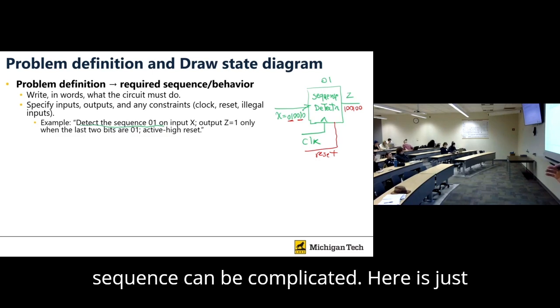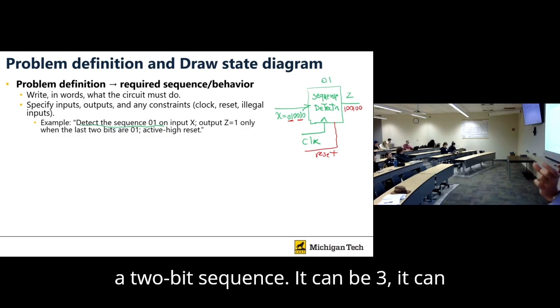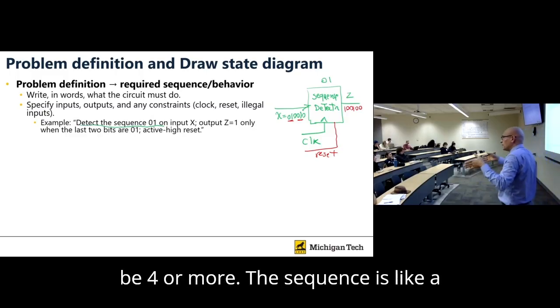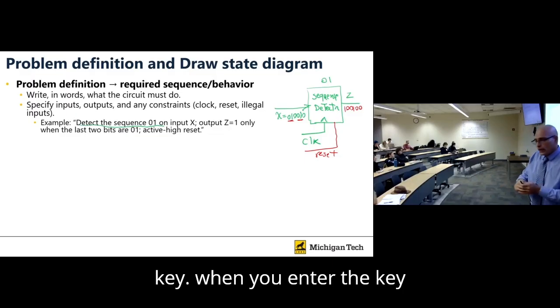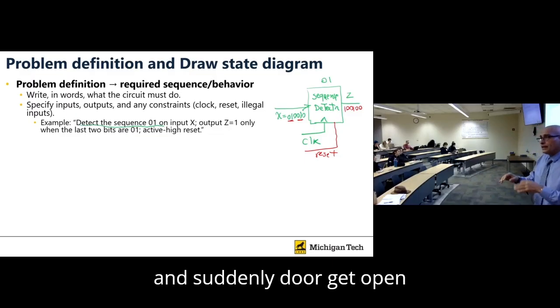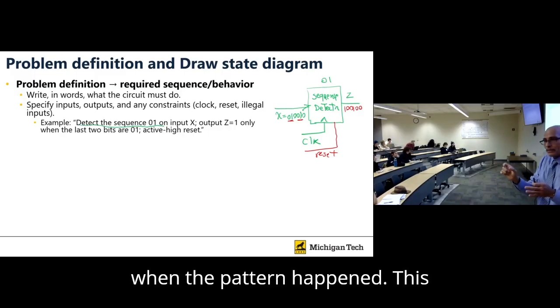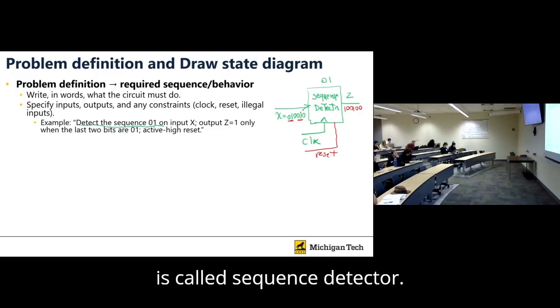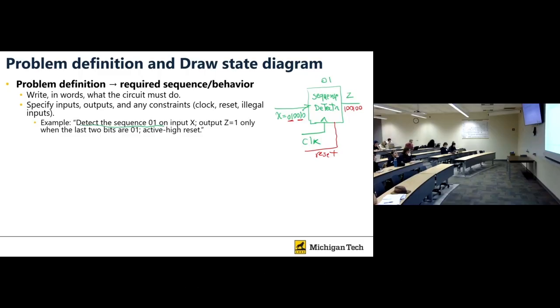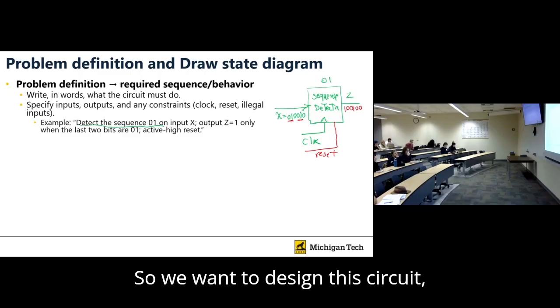Detecting a sequence can be complicated. Here it is just a 2-bit sequence. It can be 3, it can be 4 or more. The sequence is like a key. When you enter the key, suddenly the door opens. When the pattern happens, this is called a sequence detector. So we want to design this circuit.